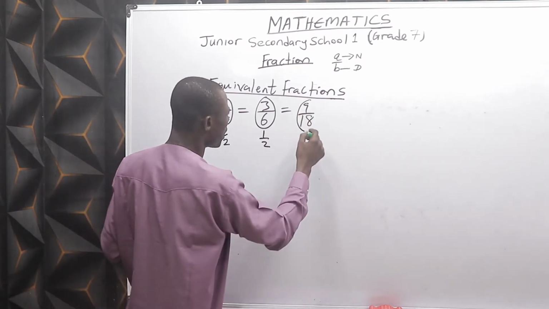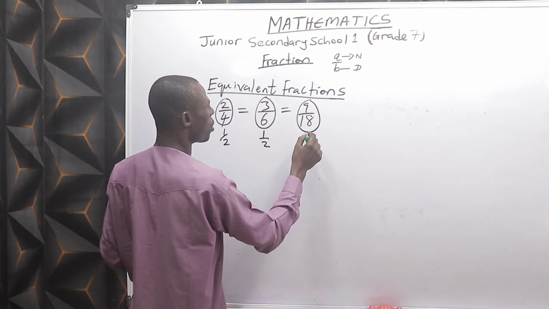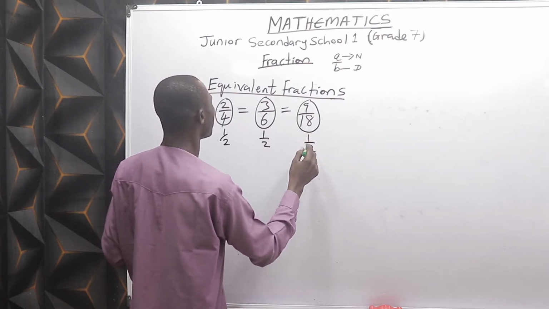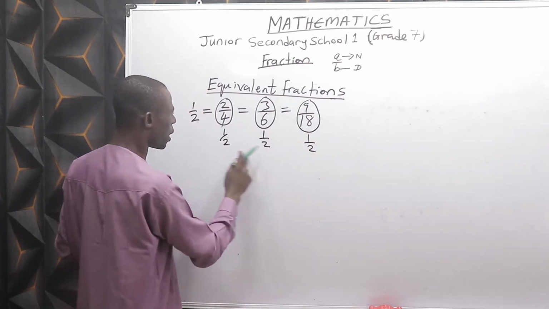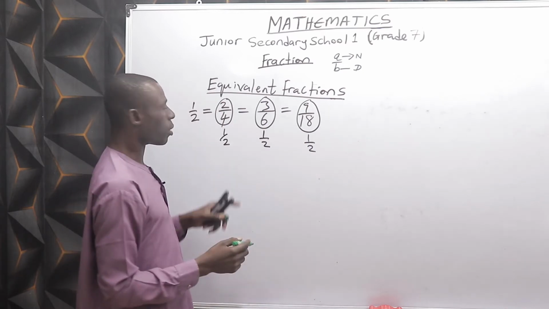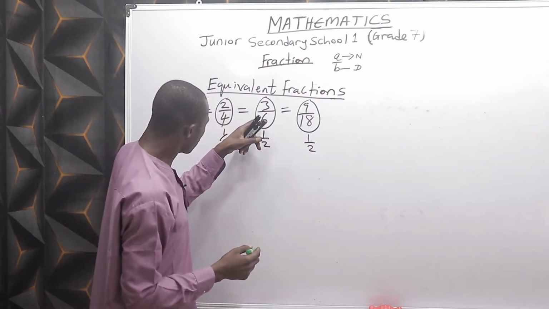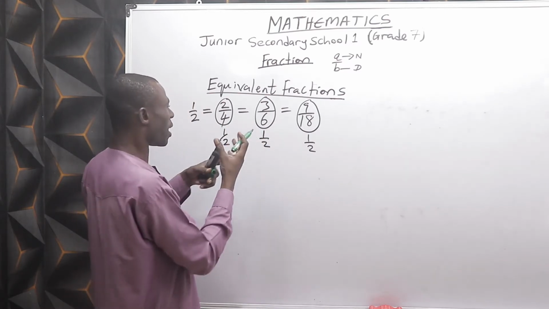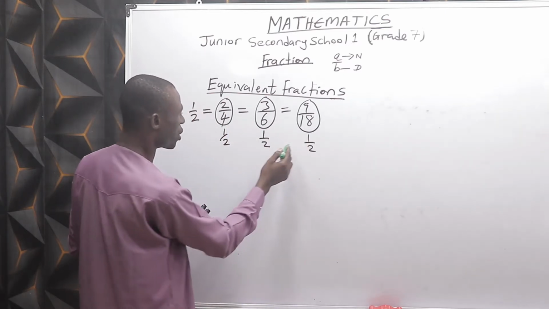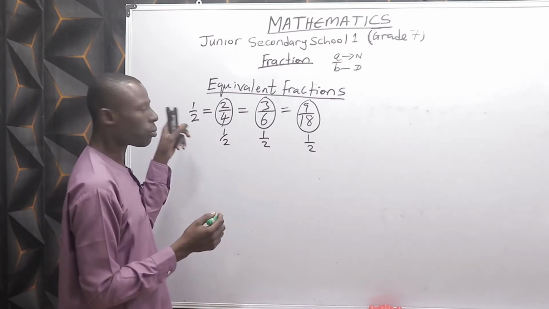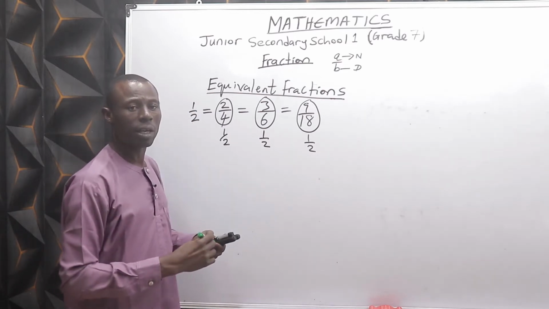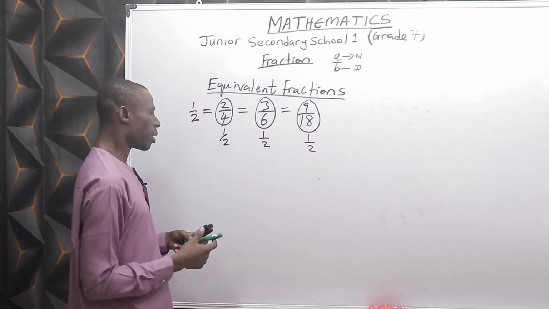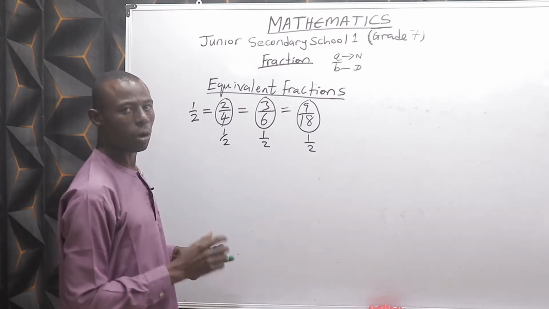If we reduce these to the lowest term, it will also be 1 over 2, and that is why we call them equivalent fractions. Though they are different in structure, when you look at them, you see that they are different, yet they have the same value. So we refer to them as equivalent fraction. Let's take some examples on this.